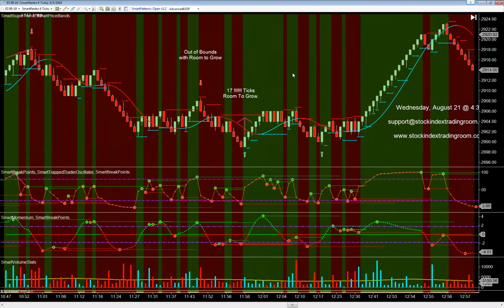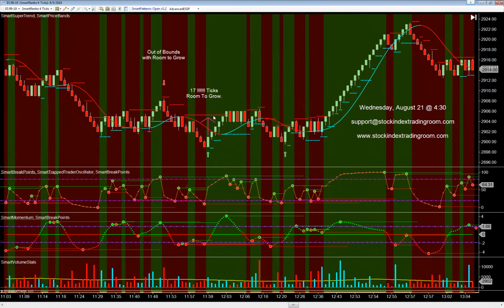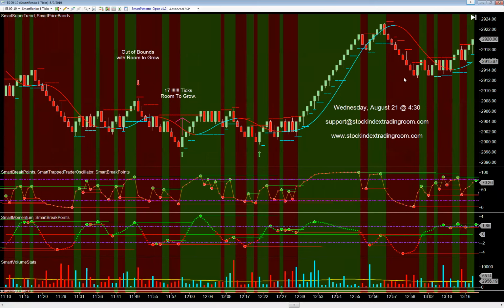And it did. Now this one took a bit of time. Some of these just will reverse and explode from here. This one tested this low a couple of times with a little trap here. Here's another out of bounds with room to grow. If we got stopped out, we would have a signal to get back in. But this large open zone here tells us we've got this huge move coming. Likewise, you see this big open zone here tells us that we have that large move coming.